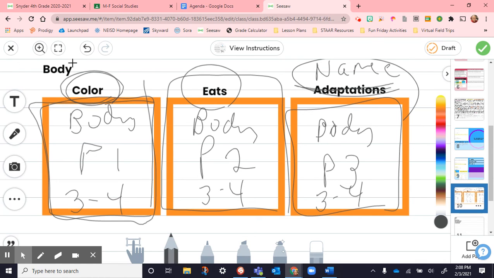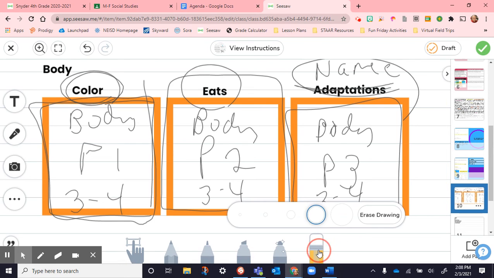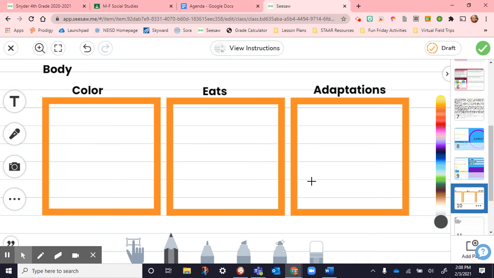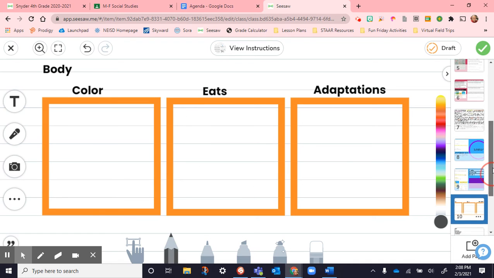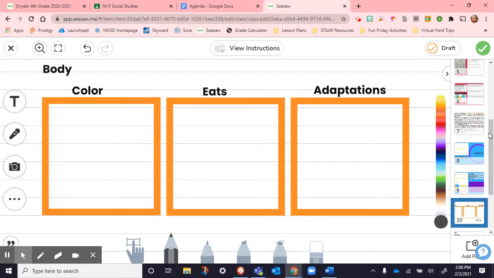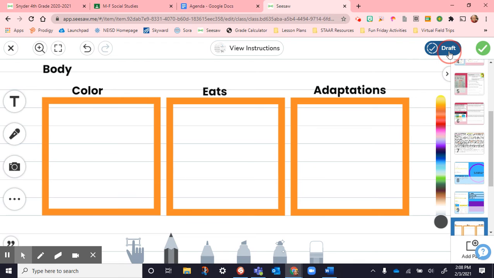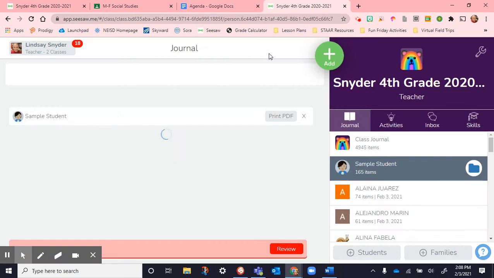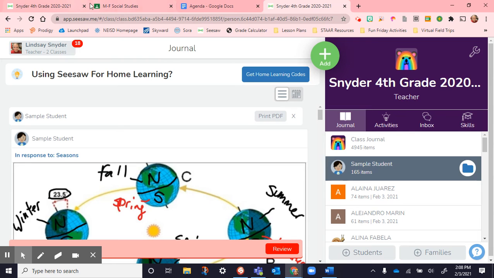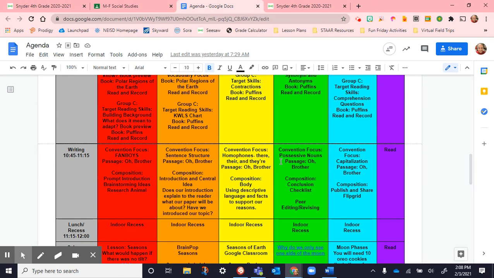Okay, so we worked on the body paragraphs today, and then tomorrow we'll continue working on those. And that was that. So let me draft this. And then let's see, agenda.